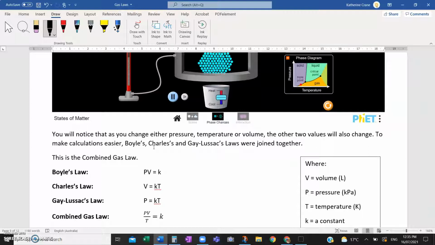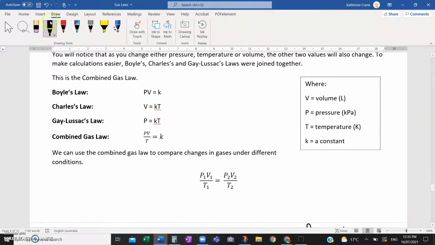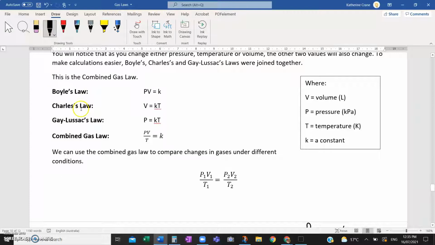So to make the calculations easier, they joined Boyle's, Charles's, and Gay-Lussac's laws together. So it doesn't matter if the pressure changes as well as the temperature, you can still find the volume of the gas. So quickly, there's our three laws, Boyle's law, Charles's, and Gay-Lussac's law. And what we're looking at is the combined gas law.